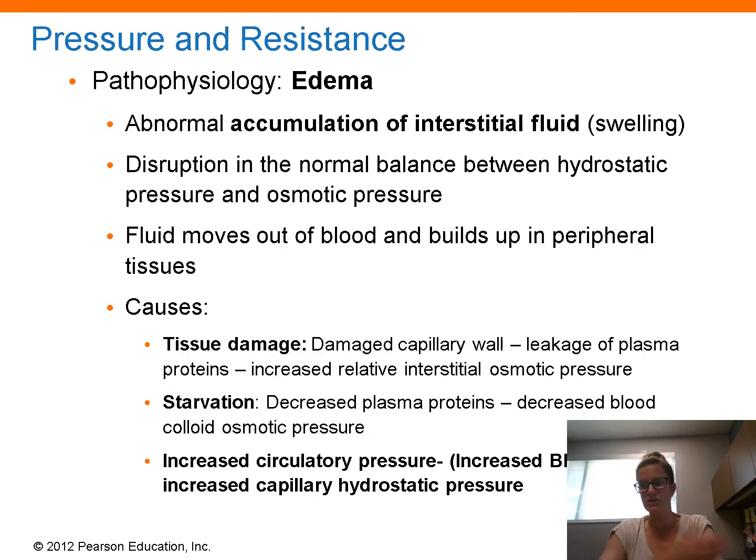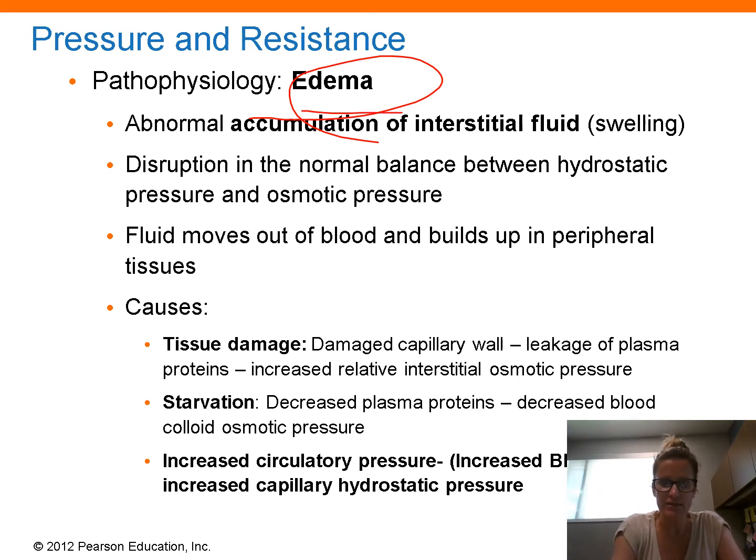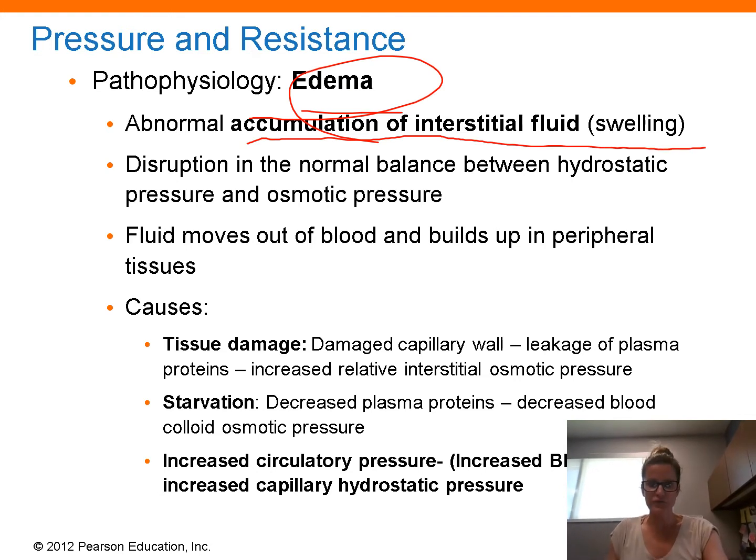Now, as always, there are situations where things don't happen correctly and we have disease states that can occur. Edema is something that can occur if this balance between filtration and reabsorption is off in some way. So edema is swelling, literally just like when a body part swells. This happens because of an accumulation of interstitial fluid. So when there's too much fluid surrounding our cells and that fluid starts to build up, that area of the body will start to swell.